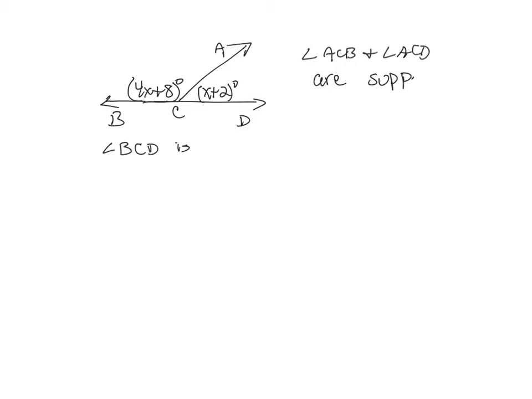BCD is a straight angle. We've talked about that before. And a straight angle means it's 180 degrees, that whole thing. If it tells you that angle ACB and ACD are supplementary, then you can conclude they are 180 degrees also. So we're going to add them up, and they're going to equal 180.